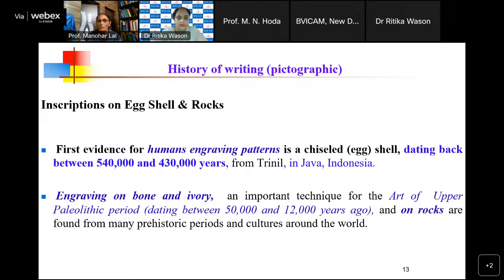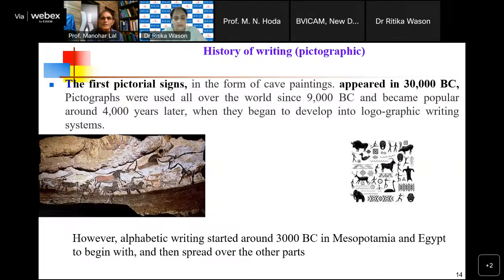Friends, before going into more details, first of all, I'll tell you about the writing of pictography. Through the writing of pictography and then alphabetic writing, I'll explain the human advantage. Now, there is evidence of writing from about 450,000 years ago, a very rudimentary type. And engravings on bones are available from 50,000 to 12,000 years ago. Now, these are the first pictorial signs. Please note the word pictographic. These are not alphabetic. These have been there from around 9,000, created by different generations of people.